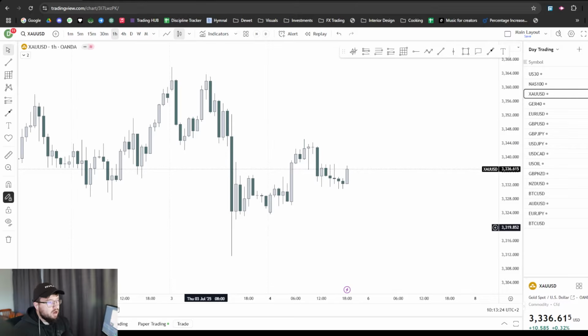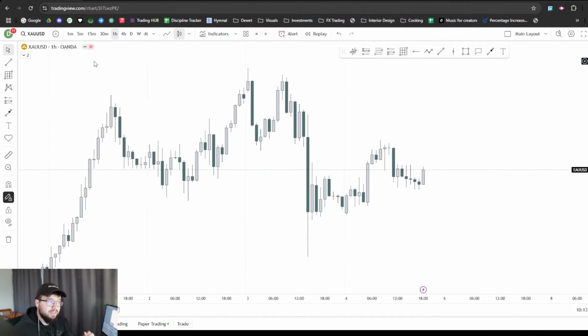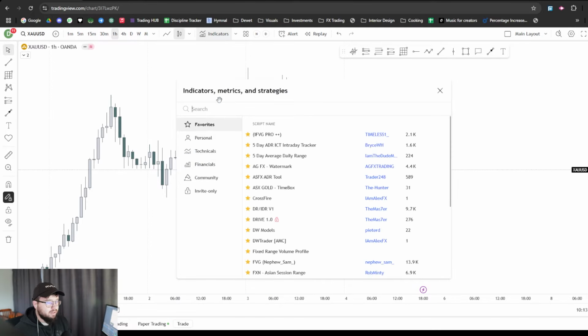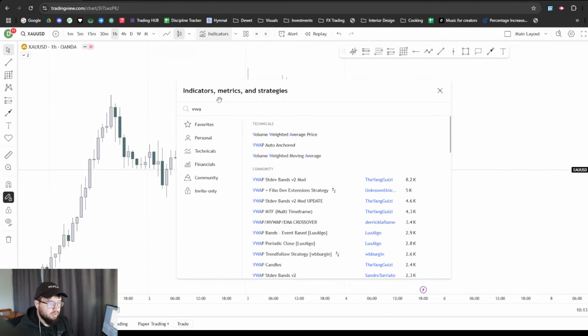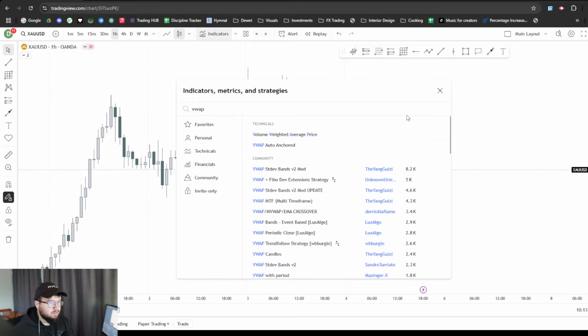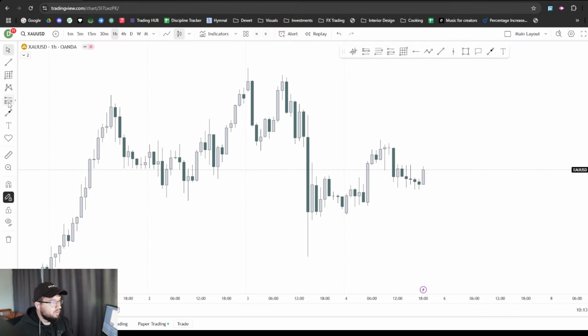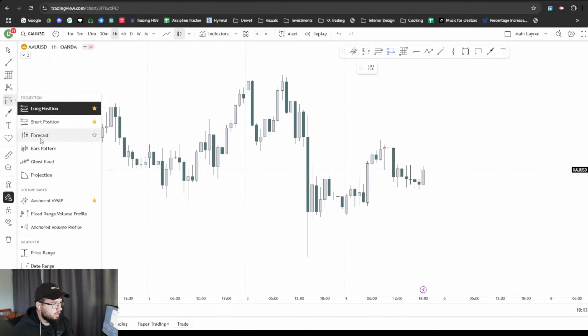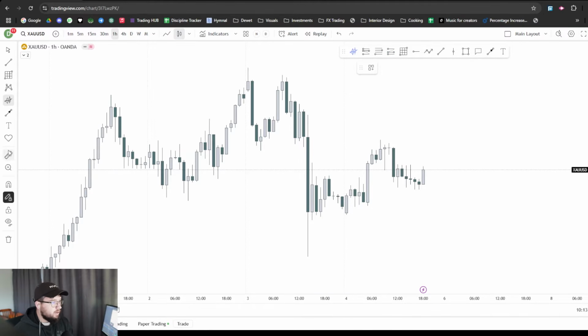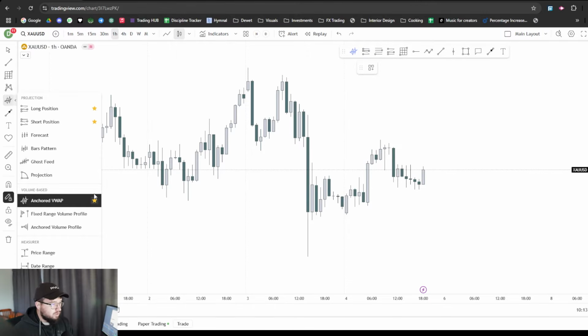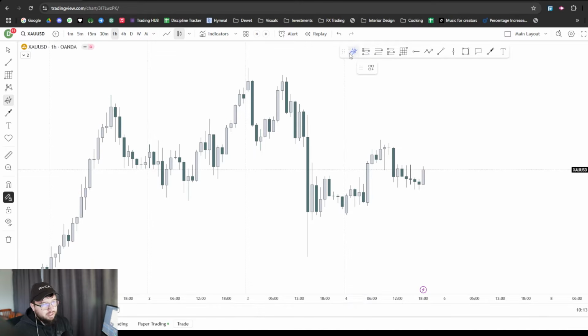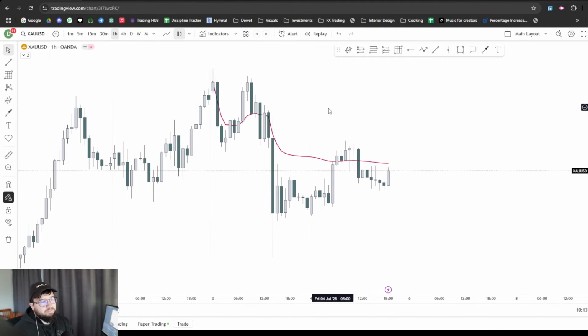Okay, on any time frame, doesn't really matter. We're going to use not the indicators. You don't want to go up to indicators and search for VWAP. I'm not using that, so don't do that. Go on the left of your chart to projections and then down to Anchored VWAP. That's the tool that we want to use. If you go there, give it a star and that will favorite it, and you can see it on your toolbar right there.